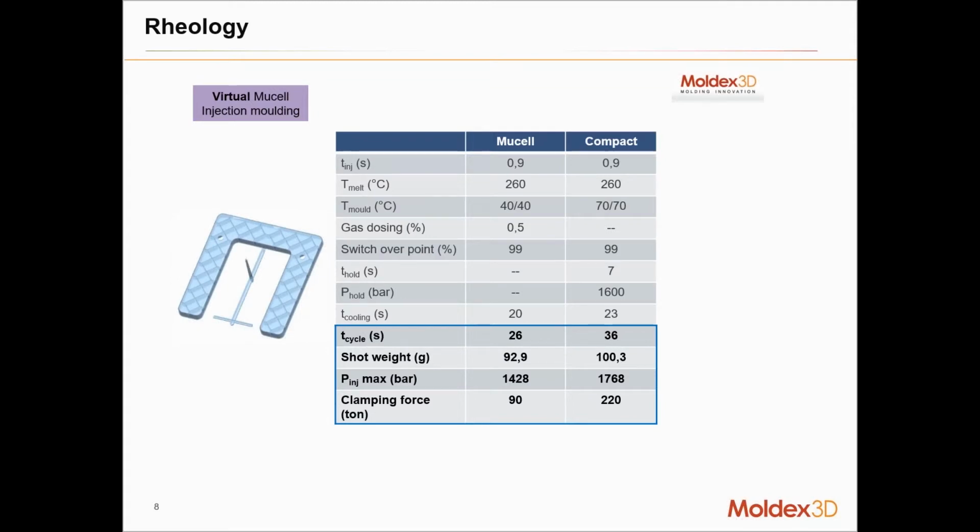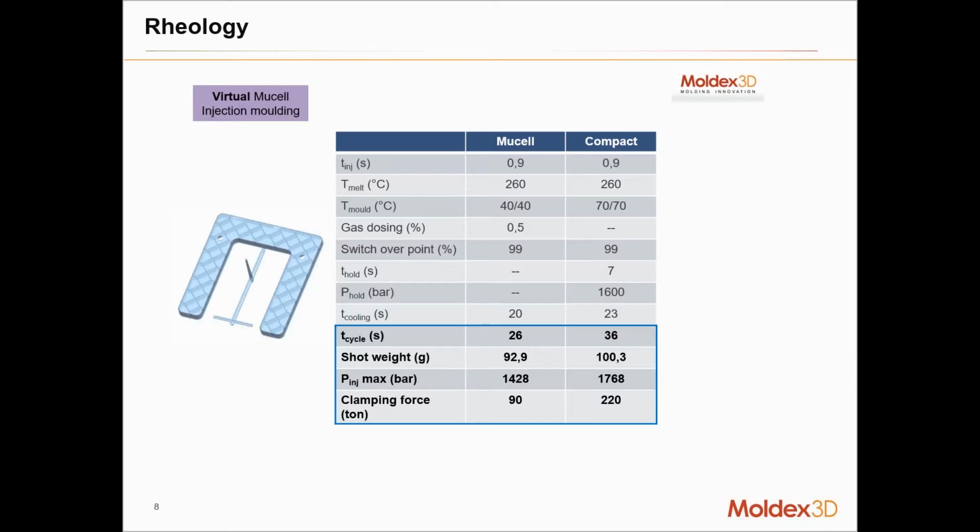What you see here is your standard set of processing conditions, comparing your conventional injection molding process versus a MuCell process. You see how much of a difference there is in your cycle time, actually.